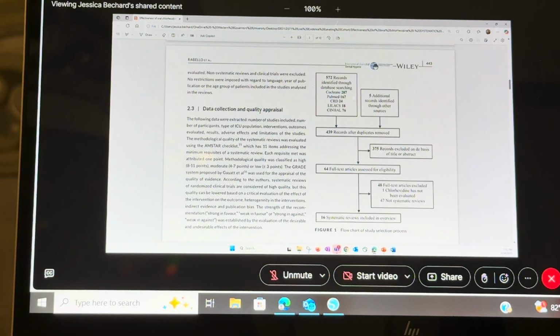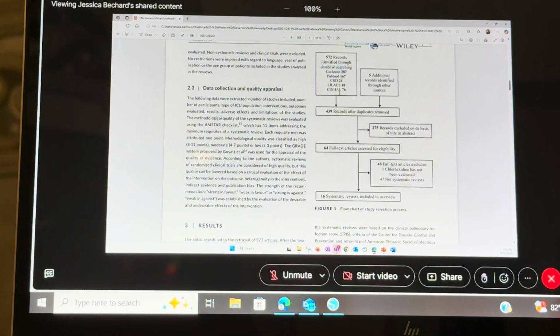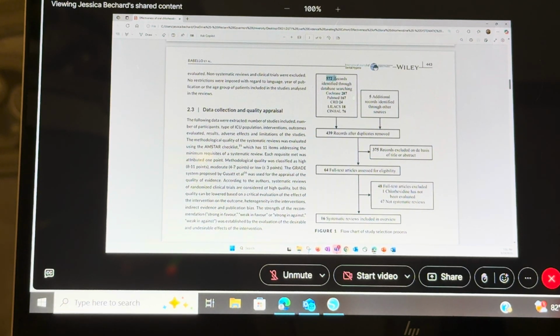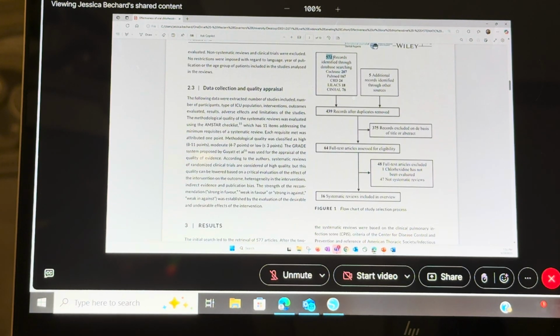Because when you start developing these systematic reviews or these higher level reviews, you may find hundreds, if not thousands of articles that might meet your criteria, and then you have to narrow all of these down. Look, they had 572 records to identify first, and then after going through all 572 articles, they came down to 16 that actually met their inclusion criteria.